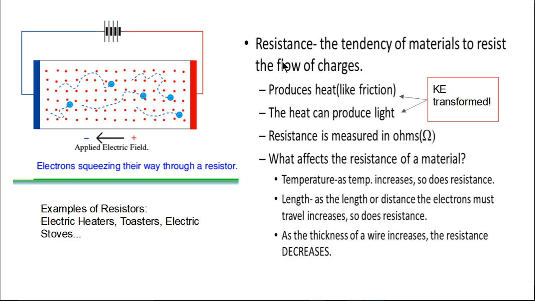Resistance is the tendency of a material to resist the flow of charges. We talked about these. They create friction. Heat comes out of that friction, and it can produce light. Now, resistance is measured in ohms. And in a minute, we're going to look at the equation that allows us to calculate resistance. So there you go.